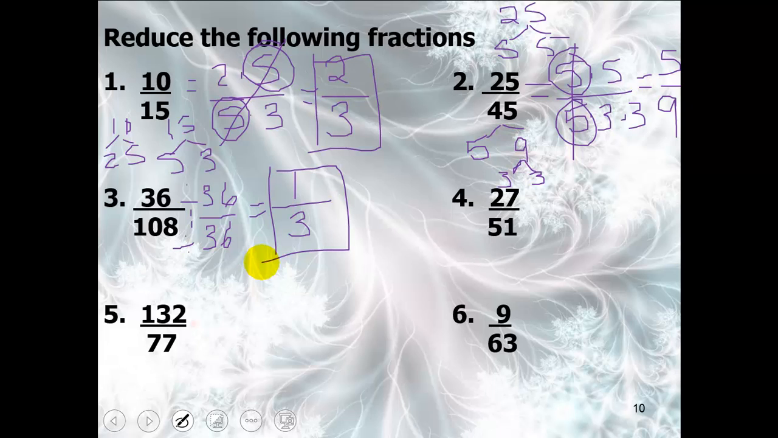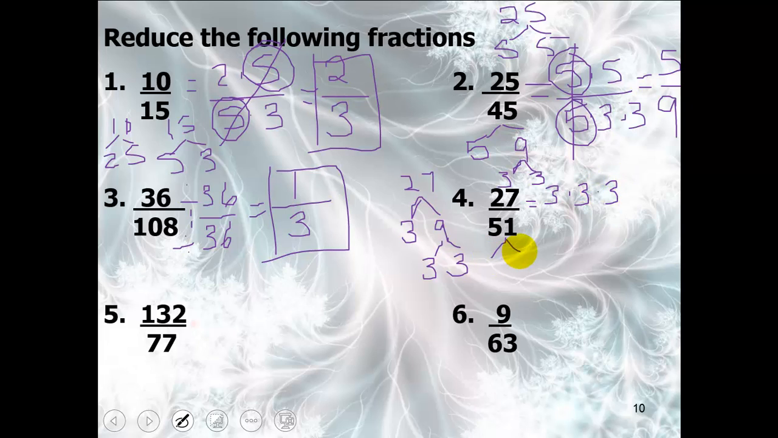27 over 51. Does 27 go evenly into 51? Well, 2 times 27 is 54, so no such luck. So now we're going to prime factor each of the numerator and the denominator. So 27 is 3 times 9, and then 9 is 3 times 3. So 27 becomes 3 times 3 times 3.